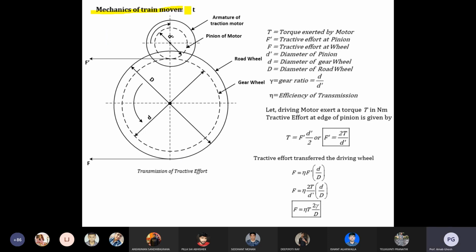Now, mechanics for the train movement. So every day we are talking about that pinion gear joining. Okay, pinion gear joining. So where can we see it? The bigger one is your wheel and this is your pinion. Both of the wheels are normally connected through the shaft, and on the shaft there will be a gear and pinion gear joining.